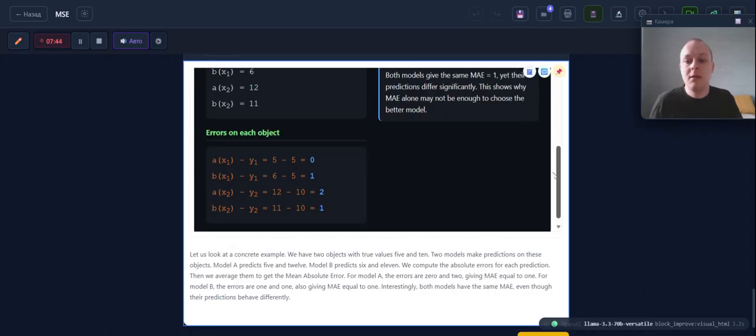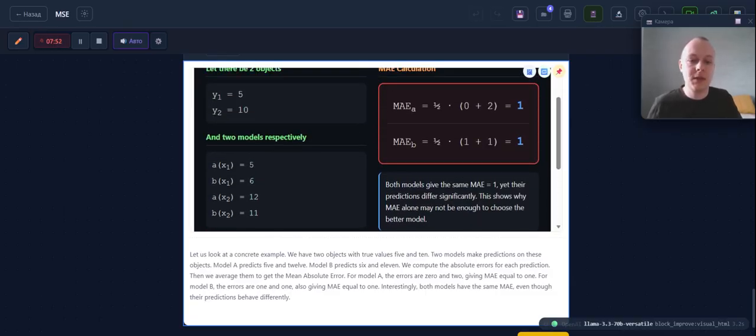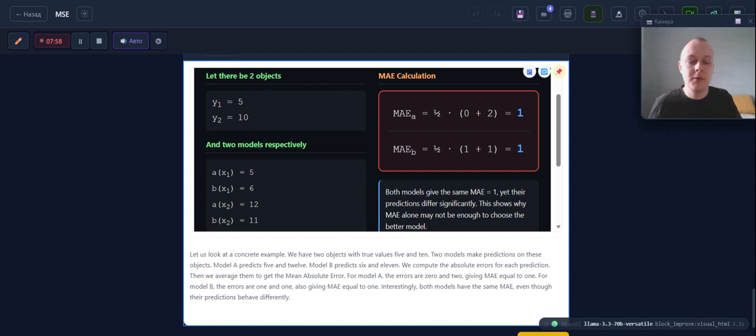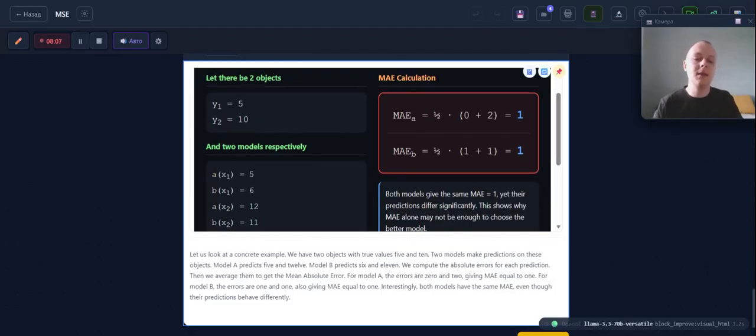For the second model, we got 1 and 1 for both objects, and we can see it here, just 1 and 1 as our error, and we also divided by the amount of objects in the data set, and we got 1. We can see that MAE punishes us the same way.